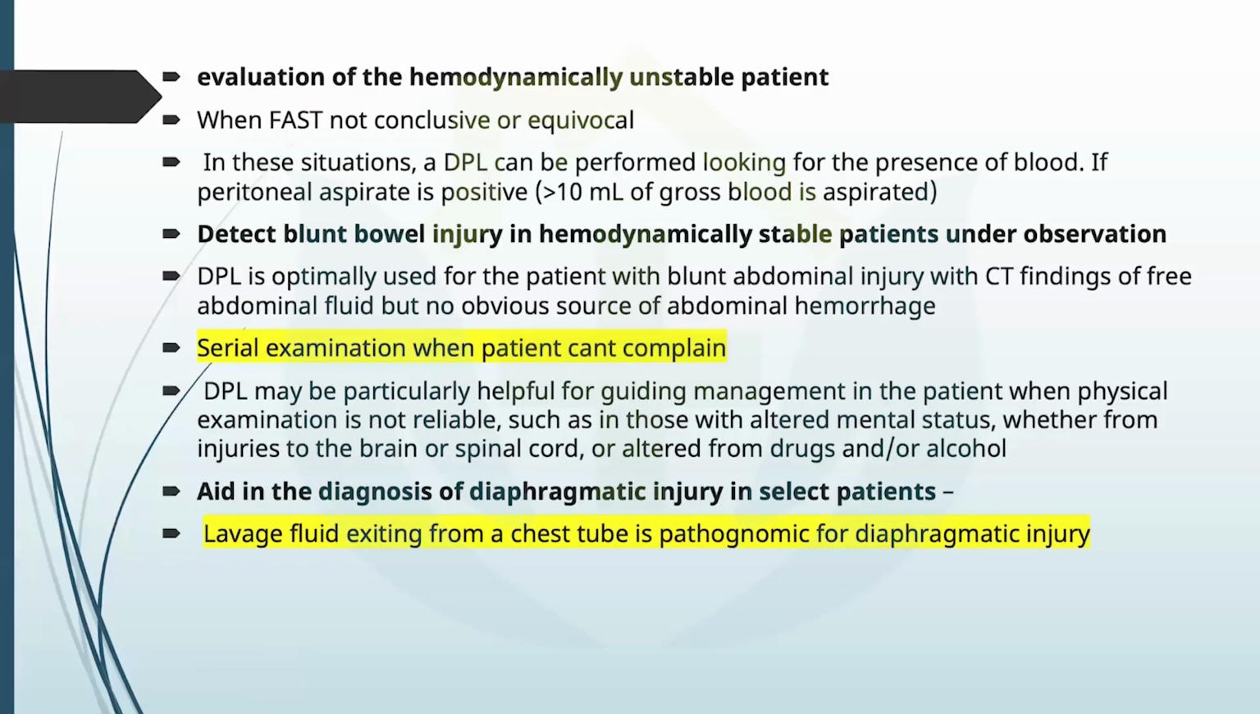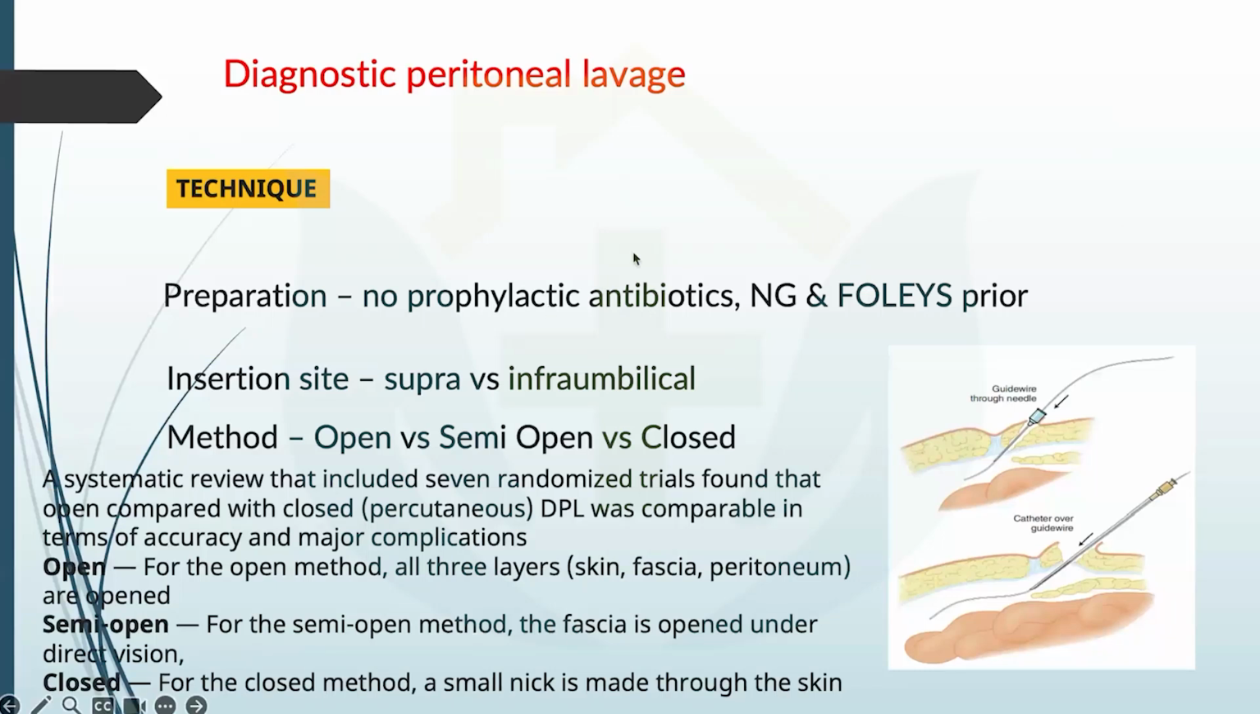So how to do that? You have to prepare the abdomen, sterile technique. You have to put a nasogastric tube and Foley's. It is mandatory. You have to decompress the stomach and the bladder. Mandatory. Otherwise, you cannot do it. Then, 2 centimeters below the umbilicus, you have to identify your needle site. Then you can do three things: open, semi-open, and closed. What is closed? Closed is just like putting a central line. You put a needle, you thread a guide wire, and then you thread a catheter.